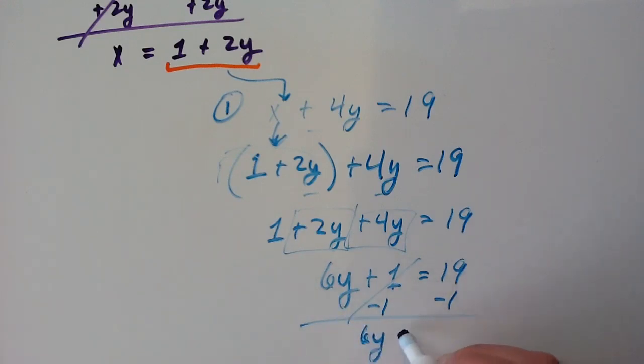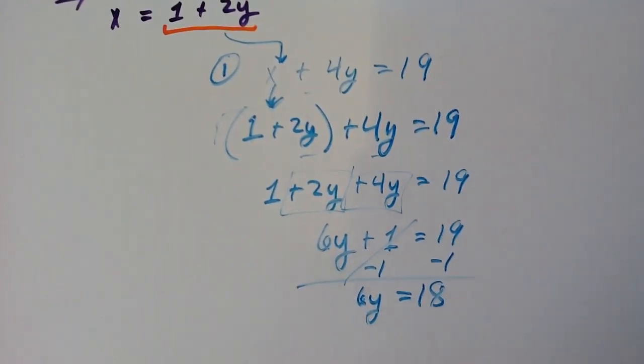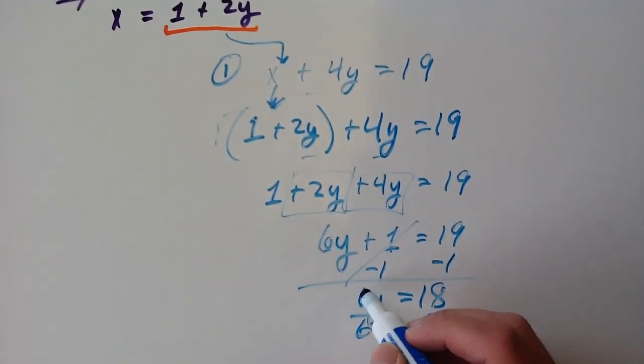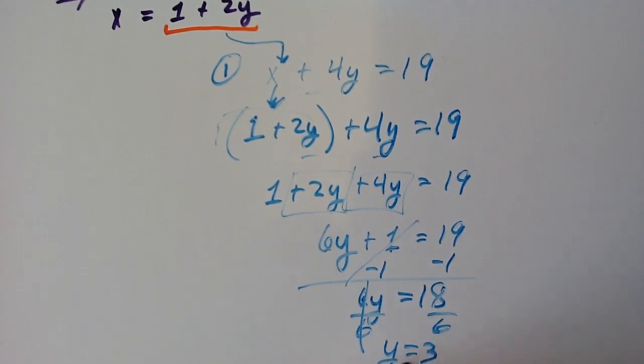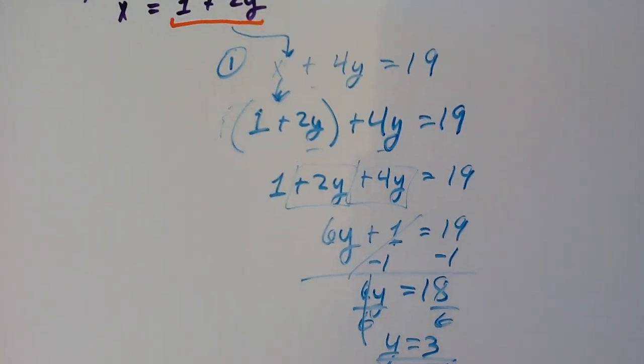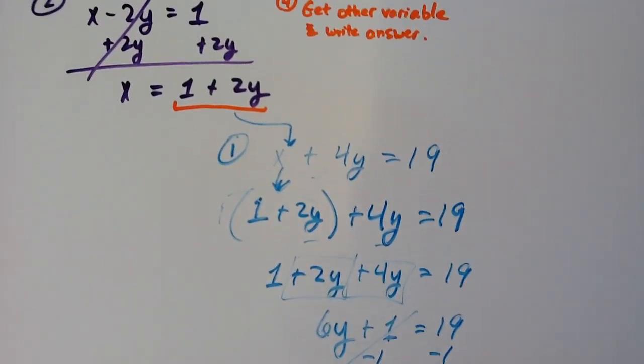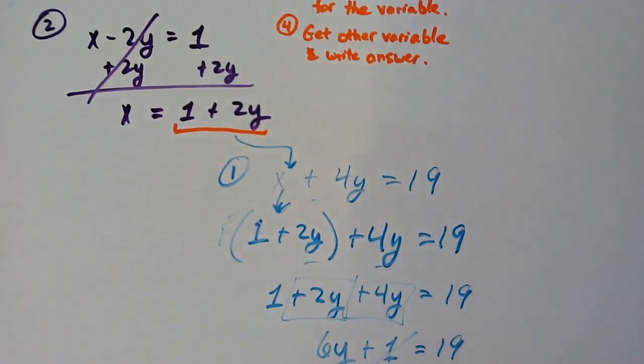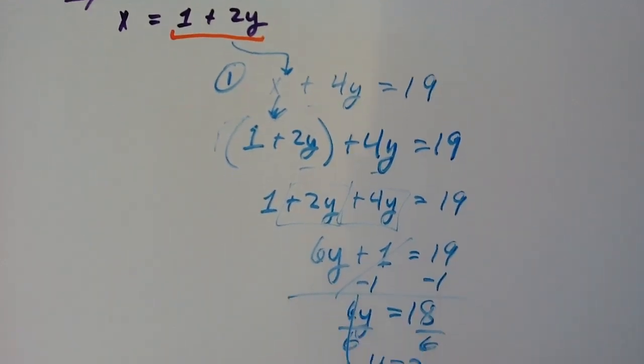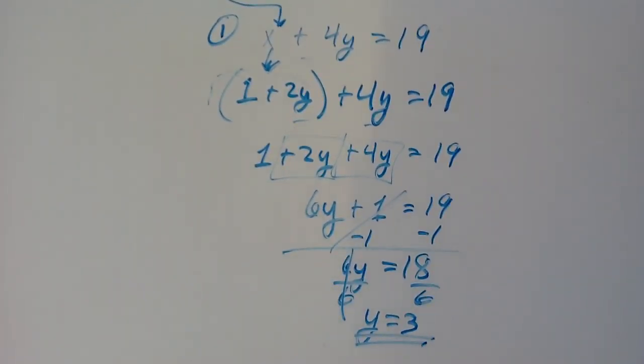And so 6y is equal to 18, and if 6y is 18, I divide both sides by 6, so that y is equal to 3. Okay, y is equal to 3. And so I'm halfway there. I need an x-y ordered pair to be my solution. I have what y is, okay? Now that I have what y is, I need to get the other variable and write my answer as an ordered pair. And so if I know what y is, I need to find some expression that says x equals something so that I can solve for x.